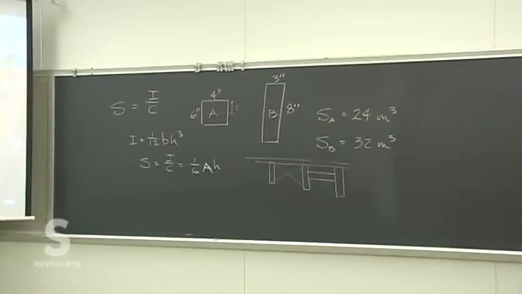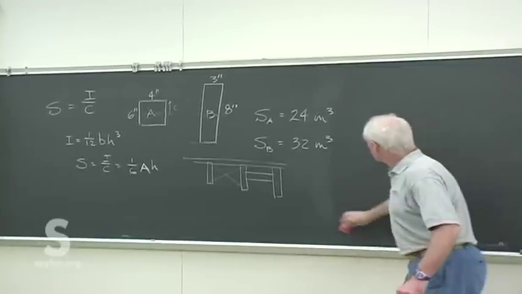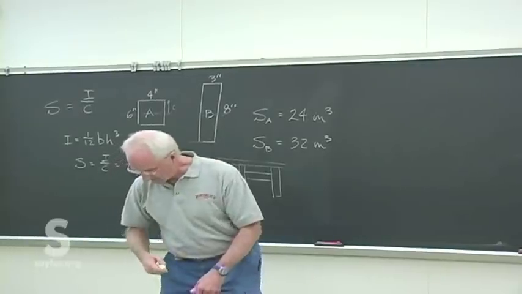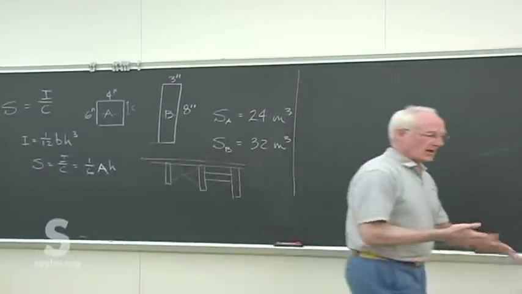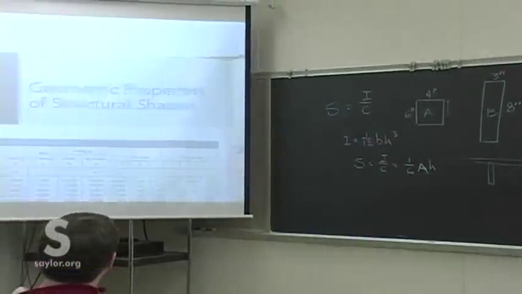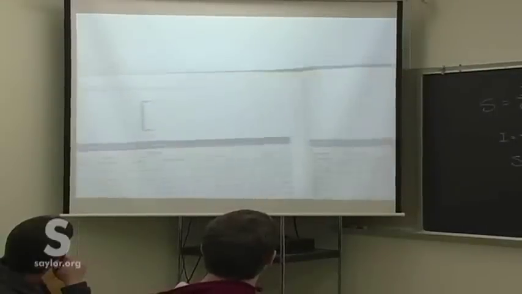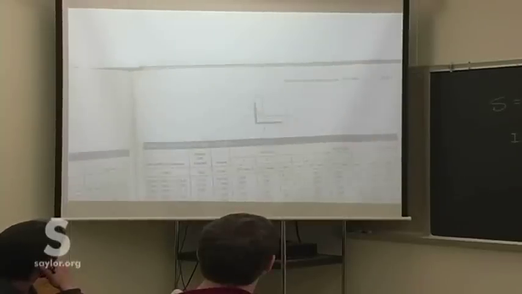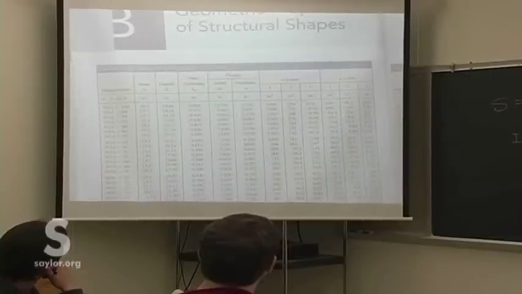So let's see how beam designers then apply this. It's easy enough to do it for rectangular beams, but most major construction is not done with those, so we'll do it with other structural beams. And if you look in your book, if you brought it, if not, you can look up here. In the back of the book are the geometric properties of structural shapes. This means then various I-beams, channel beams, L-beams, more I-beams, and we have it in both, at least in most of our books, SI and in English units.